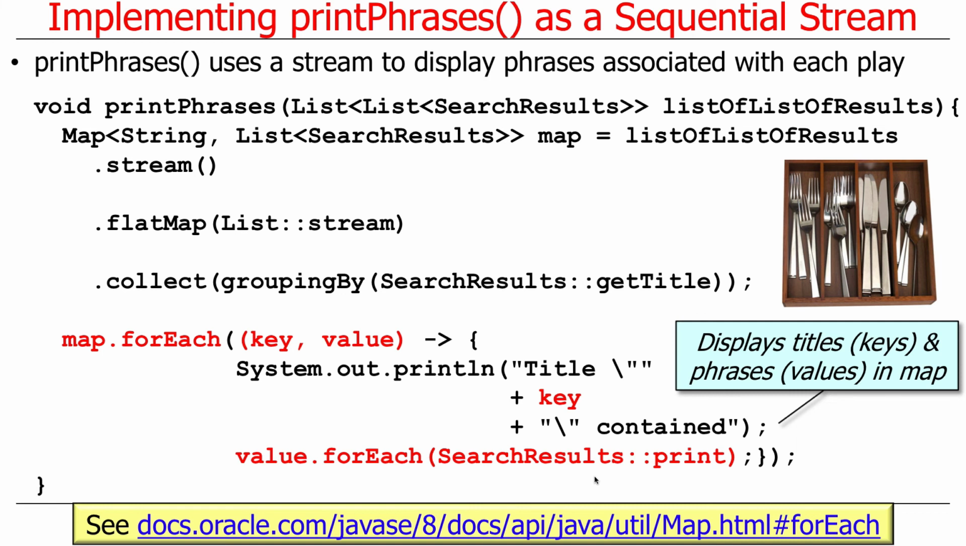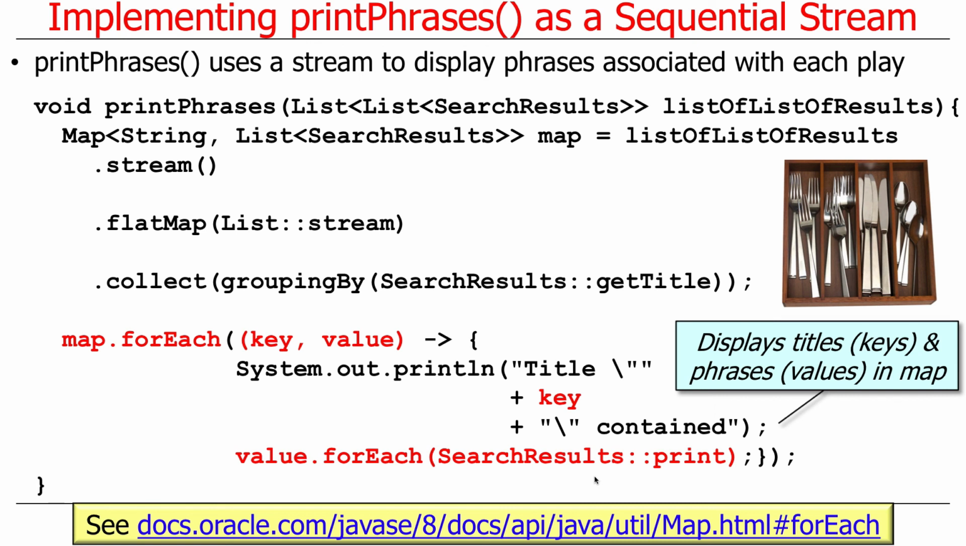And then we are going to iterate through every key value pair in the map. And for each key, which is the title of the play, we print out the title. So, Hamlet or Macbeth or Julius Caesar or whatever. And then we're going to say, contained. And then after that, we're going to take the value. And the value in this case is a list of search results. And for each search result, we're going to go ahead and print out the search result, which would be, in this case, the phrase that we were looking for with the location where it occurred in the input.